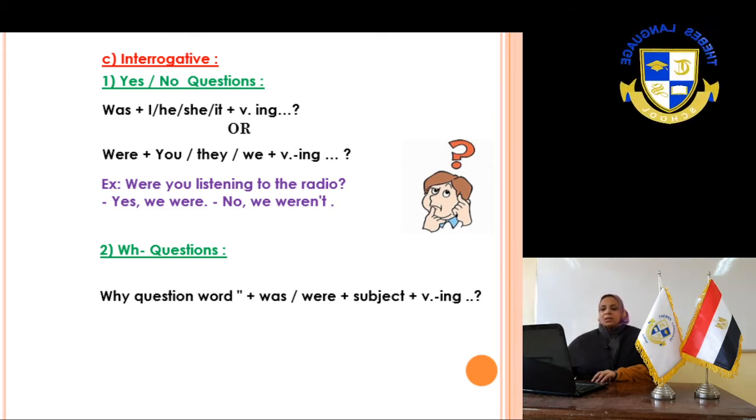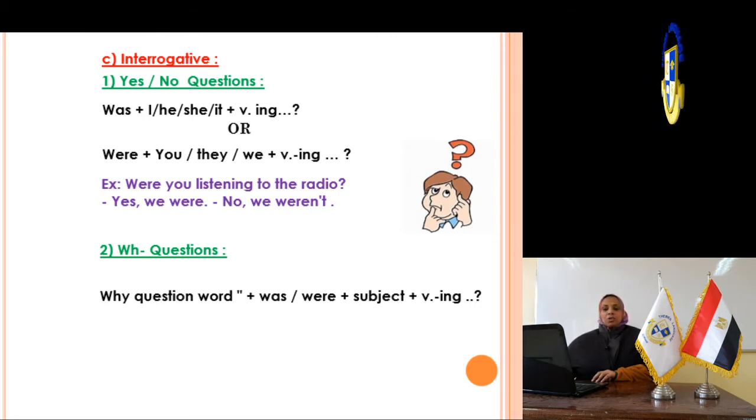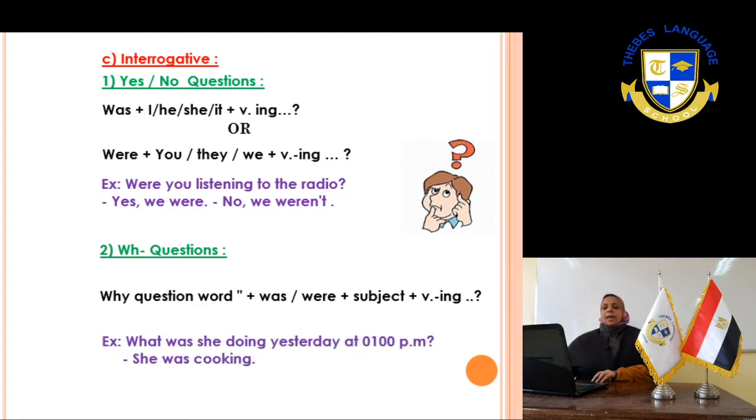Okay, the second type of questions is WH questions. Now, I use a WH question word plus was or were plus the subject plus the verb plus ing. As in the example here, what was she doing yesterday at 10 o'clock?